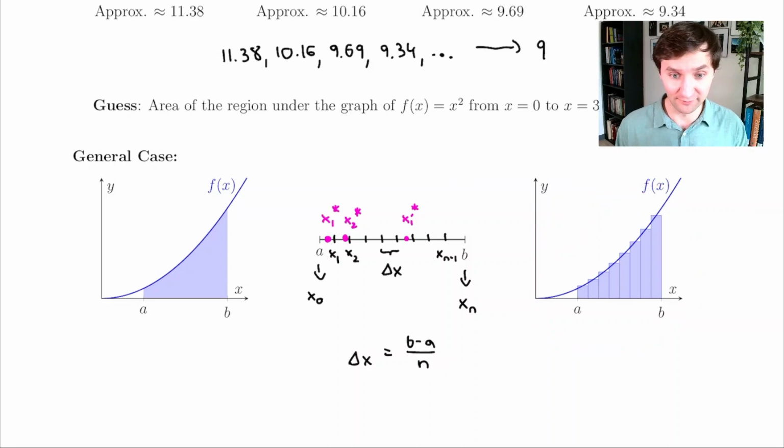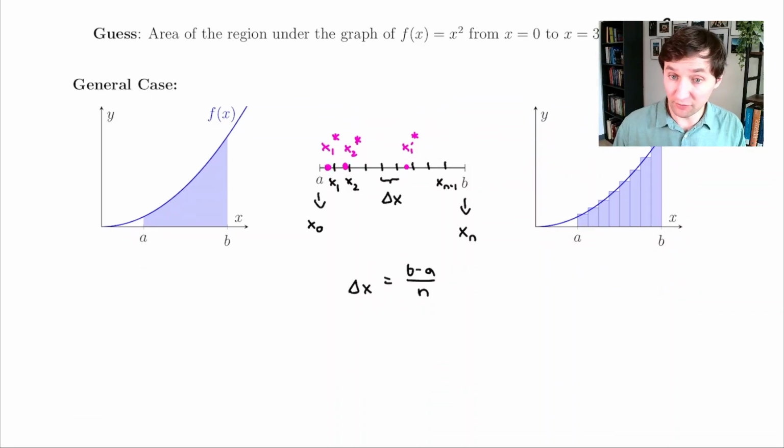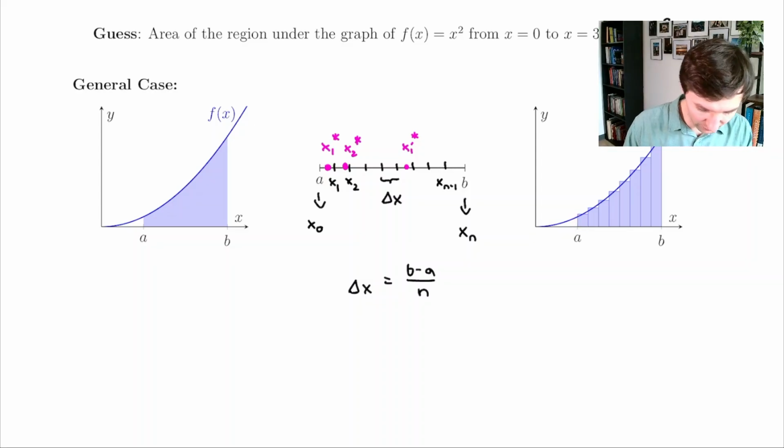Let us compute it. We can compute the area of the first rectangle by multiplying its height by its length. The height of the first rectangle is given by the value of the function at the first sample point.